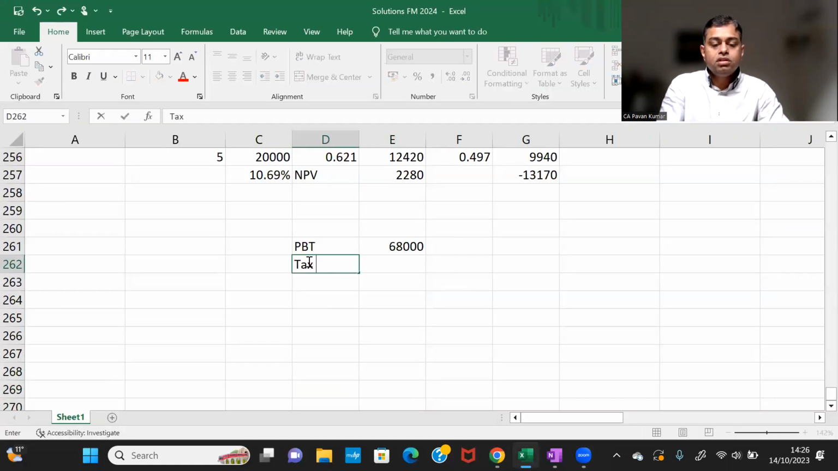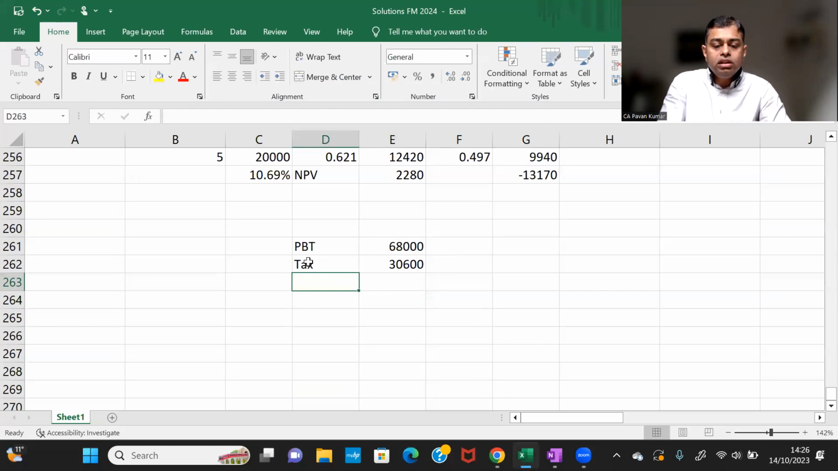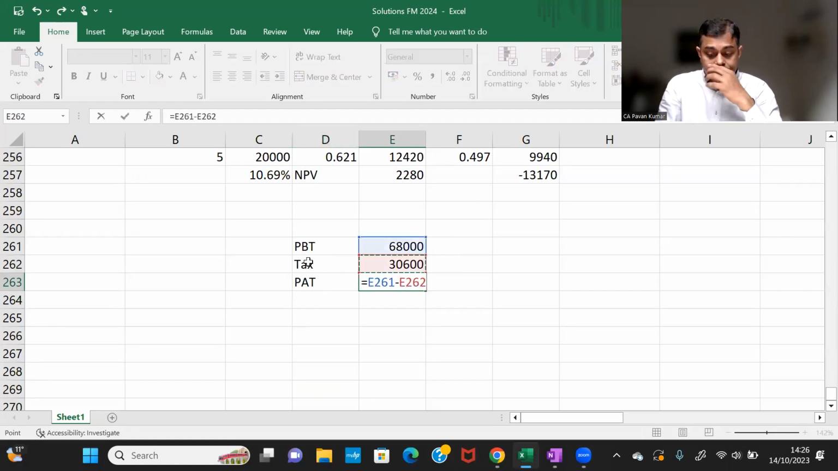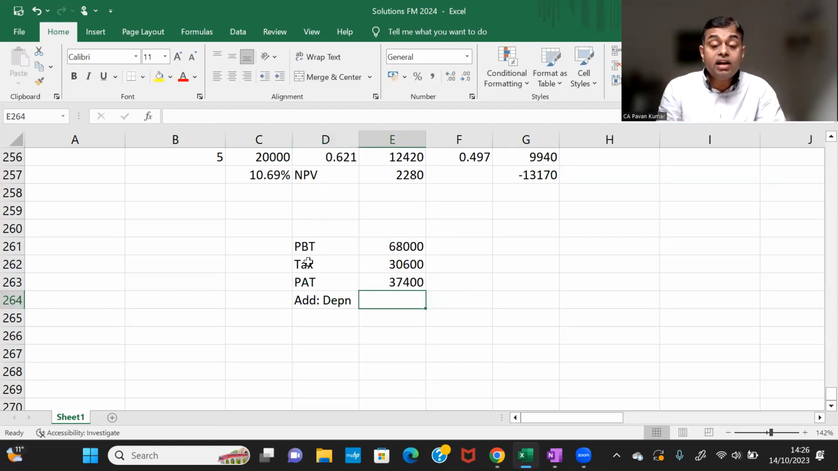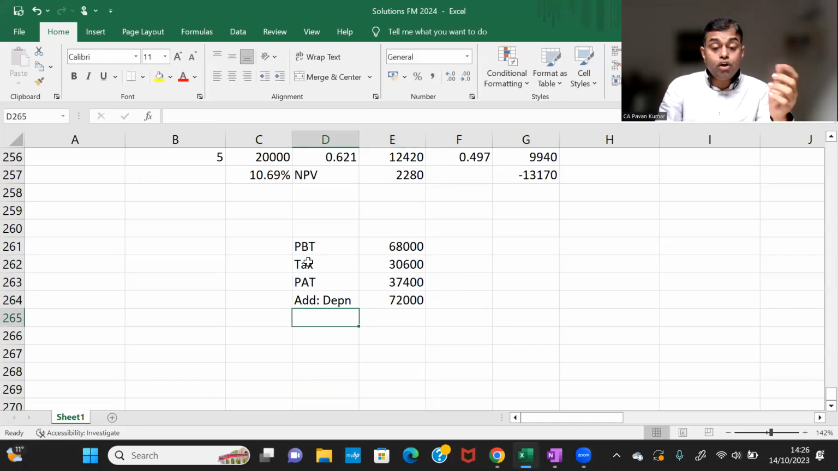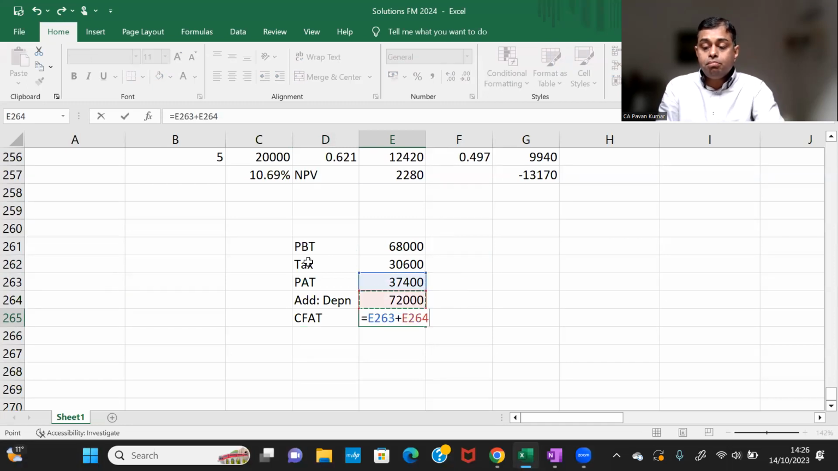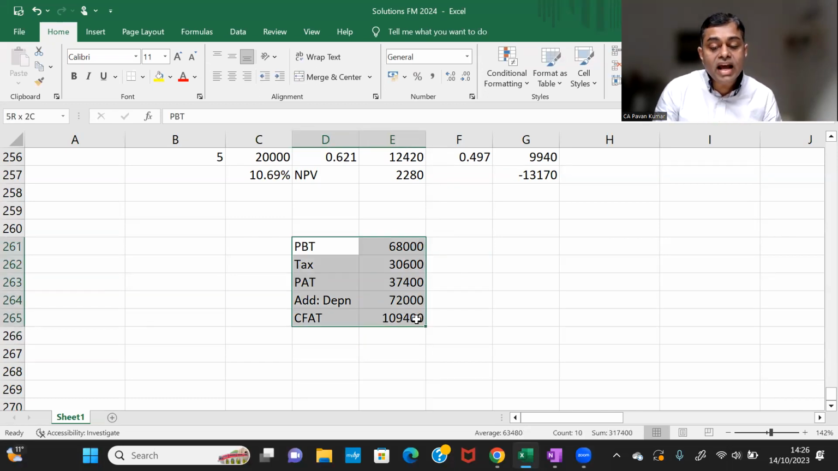Tax at 45% is equal to this. Then PAT is this minus this, profits after tax. Add back depreciation. Depreciation we calculated as 3,60,000 divided by 5, which is 72,000. So CFAT is equal to this number plus this number, 109,400. Correct? So guys, do you understand this CFAT calculation?